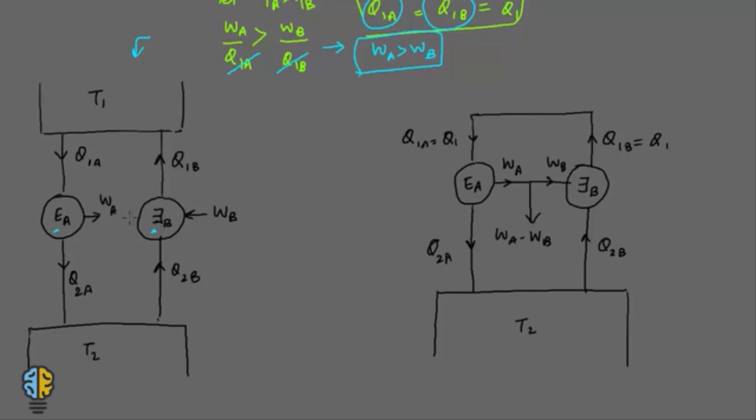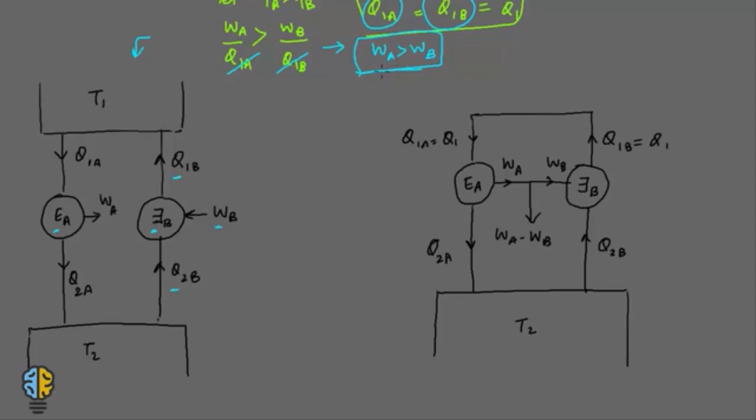Now because it is a reversible heat engine, the magnitudes of heat transfer and the work transfer remain the same, but their directions will be reversed. So this is how you can look at the diagram when you reverse engine B. Now we have this, that is WA is more than WB.